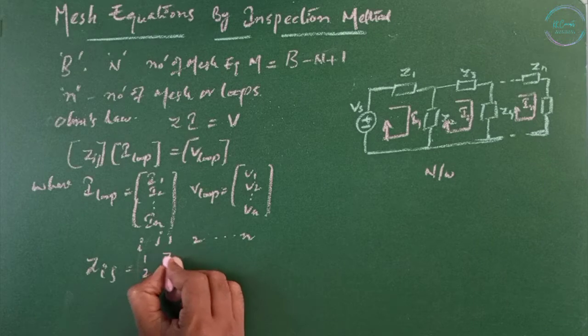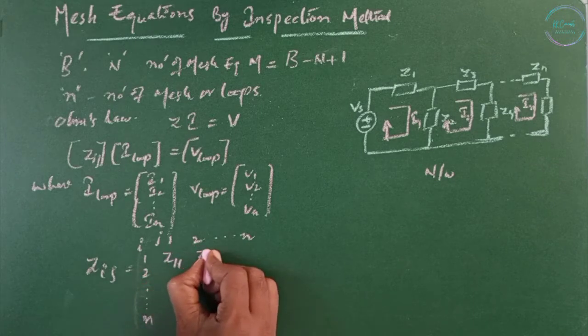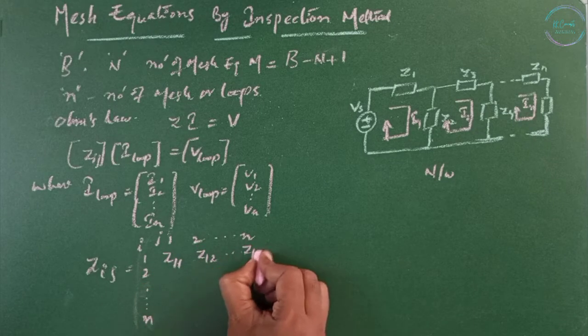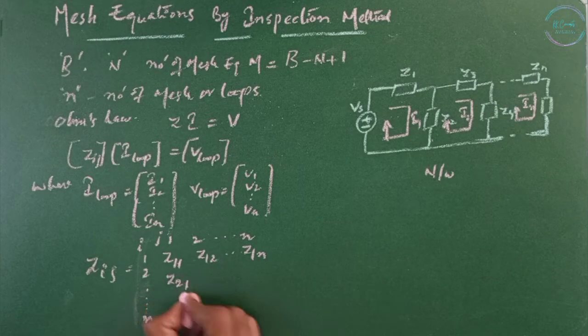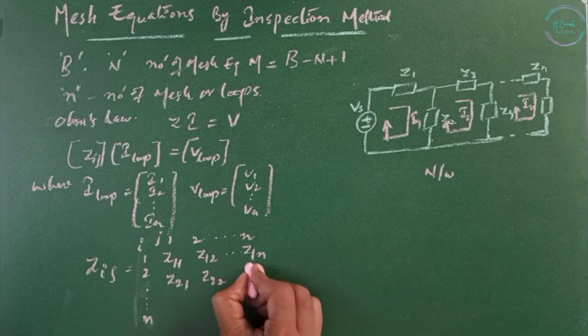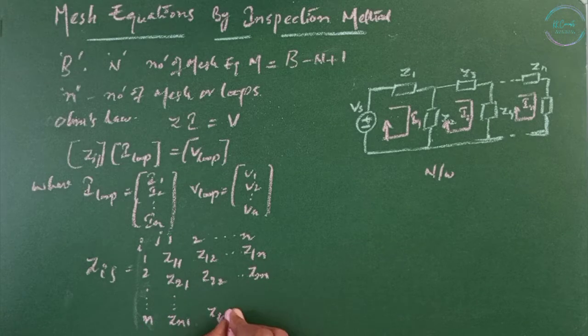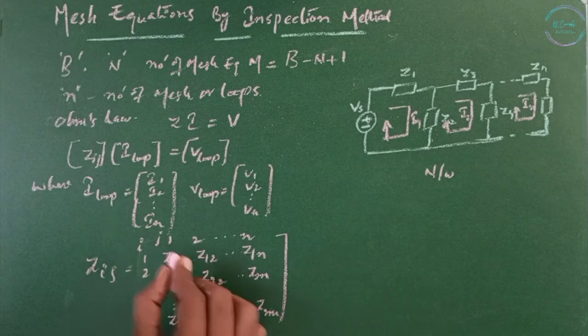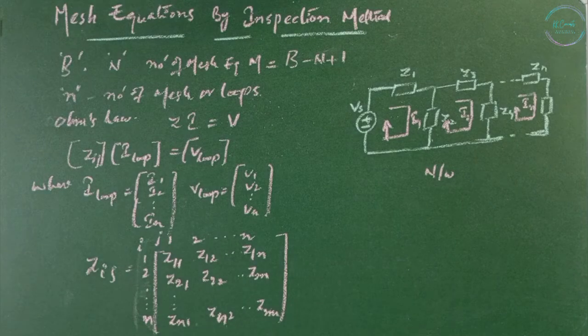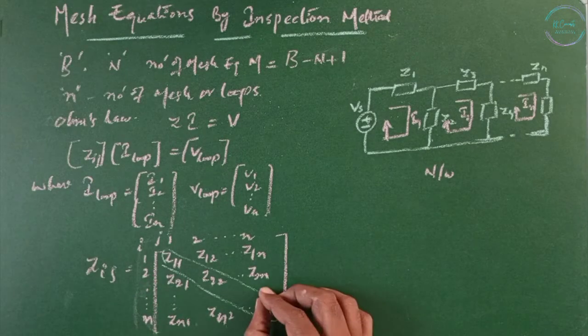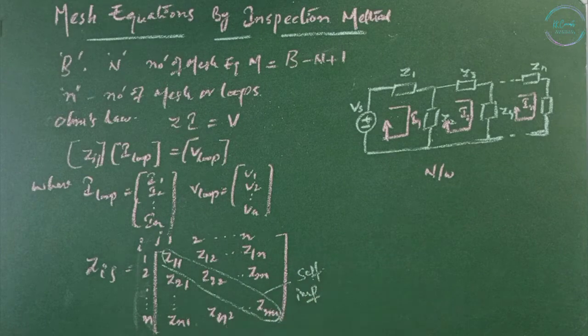The elements or entries are Z11, Z12, Z1n, Z21, Z22, Z2n, and Zn1, Zn2, Znn. This is the Z matrix, where the diagonal elements are known as self-impedance and the remaining elements are known as mutual impedance.